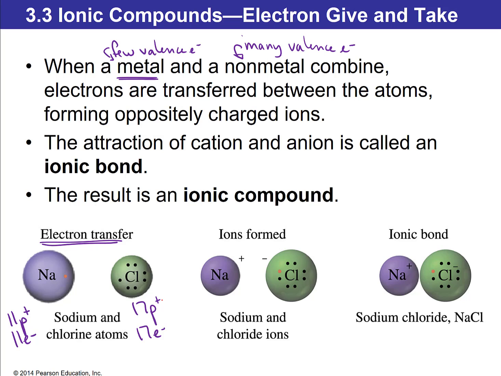Instead, it's much easier if sodium just loses its electron, completely passes it to the chlorine, so it doesn't belong to sodium anymore. It now belongs to the chlorine. But what does that do for sodium's protons and electron number? It still has 11 protons, but now how many electrons does it have? 10. Find element number 10. What element has 10 electrons?